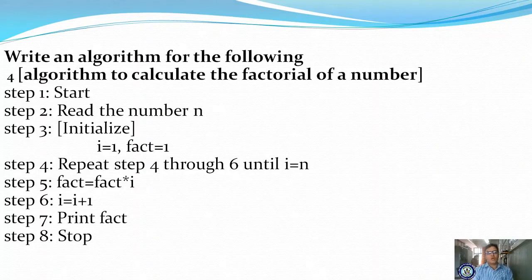In step 1 we are starting, in step 2 we are reading the number. So what is the number we are reading? Let us see. I am reading it as 6. Oh no, 5 is enough, I think. What is 5 factorial? 1 into 2 into 3 into 4 into 5. 1 into 2 is 2, 2 into 3 is 6, 6 into 4 is 24, 24 into 5 is 120.